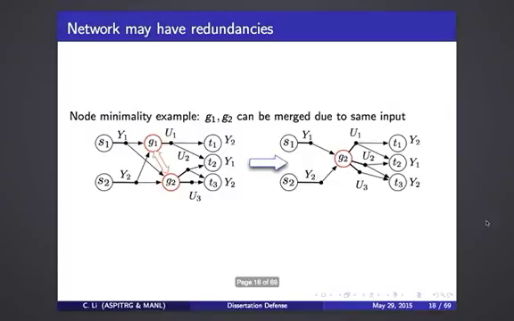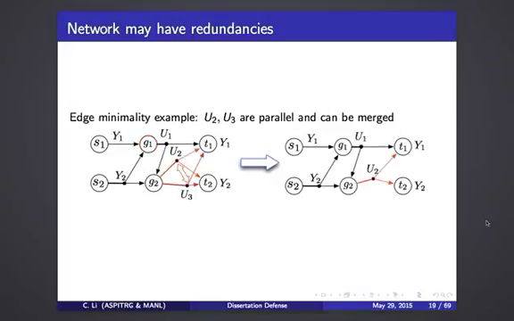So here is another example for node minimality. As we can see here, G1 and G2 have exactly the same input, so they can be merged as one node. And similarly, for 2 parallel edges, where parallel means they come from the same node and are connected with the same nodes as well, these 2 edges should be merged as one.